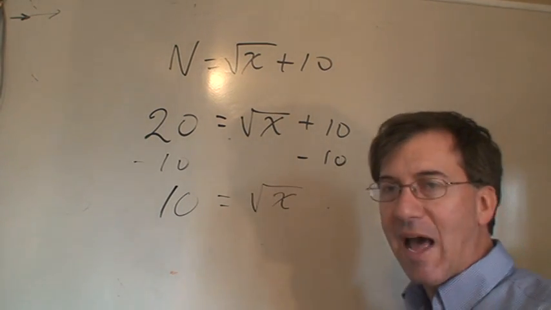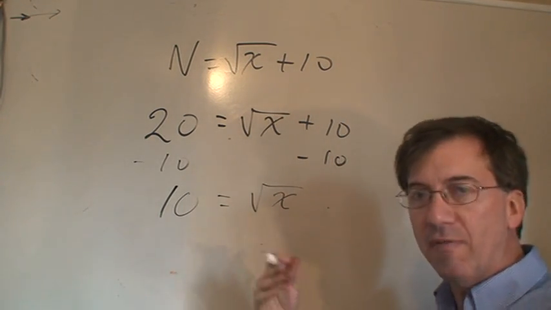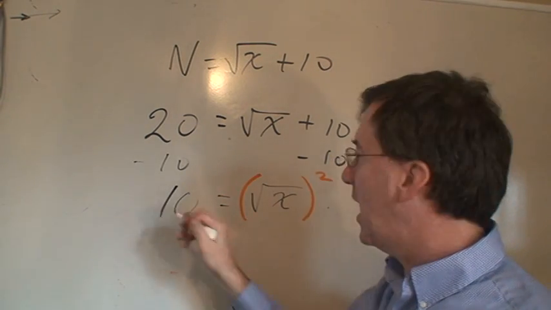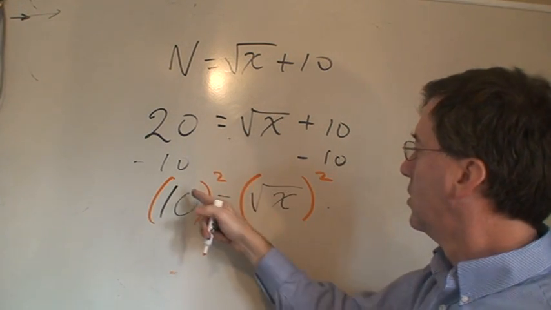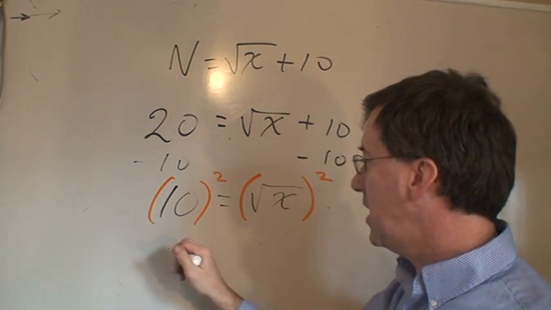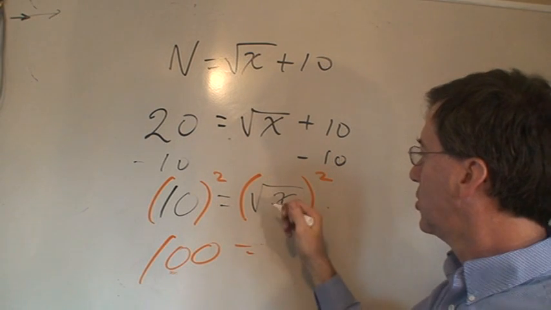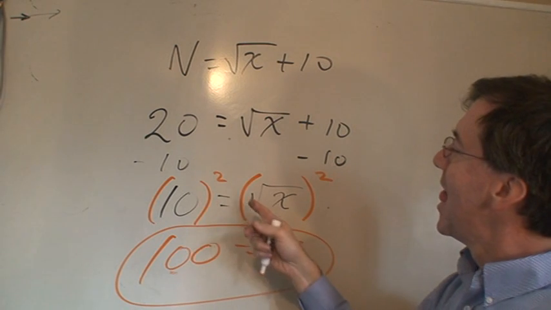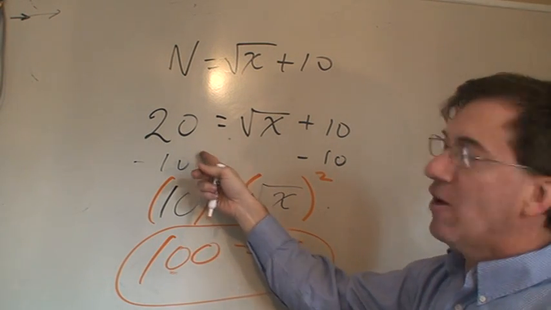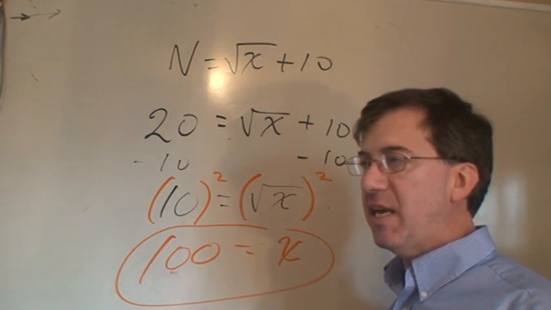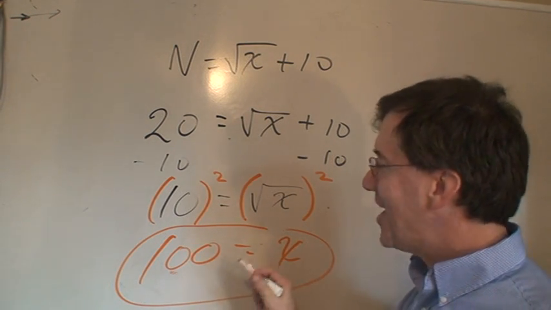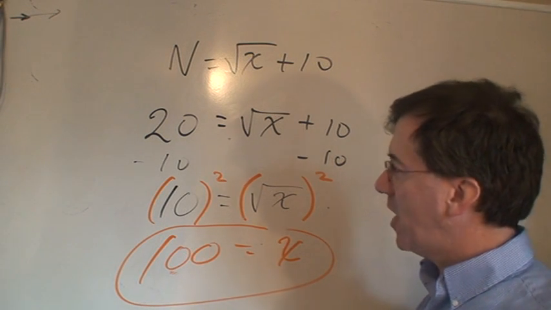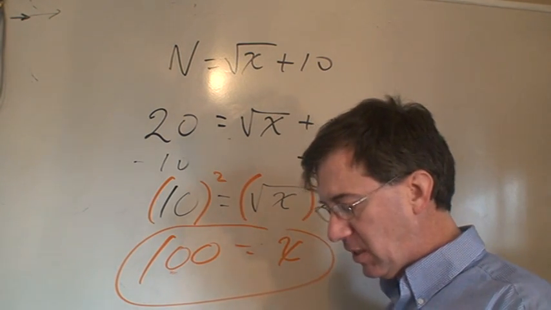Now remember, when I have a radical sign, if it's a square root, I square it. If it's a cube root, I cube both sides. This is a square root, so I'm going to square each side. 10 squared is 10 times 10. That is 100. Square root of X squared is a plain old X. So I expect a total of 20 million cases, say if it were a disease, 100 years from now. That's interesting. So in 100 years, I would expect 20 million cases of this disease.